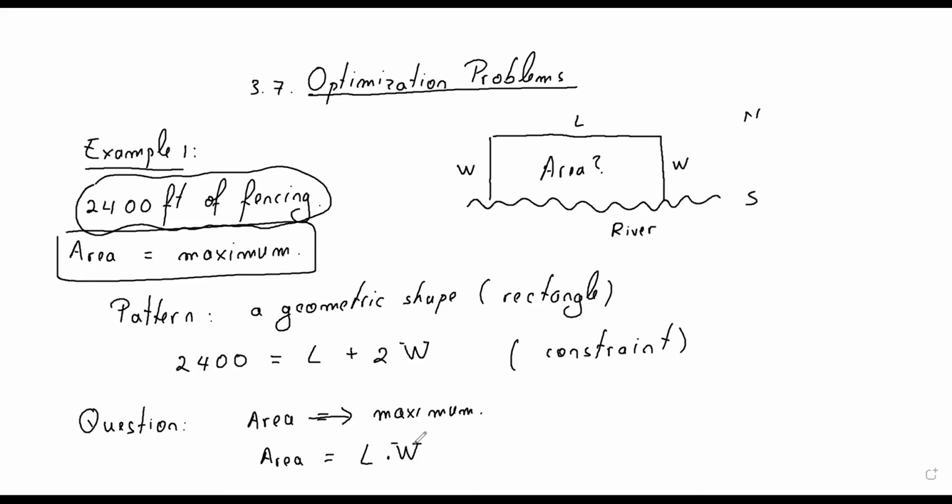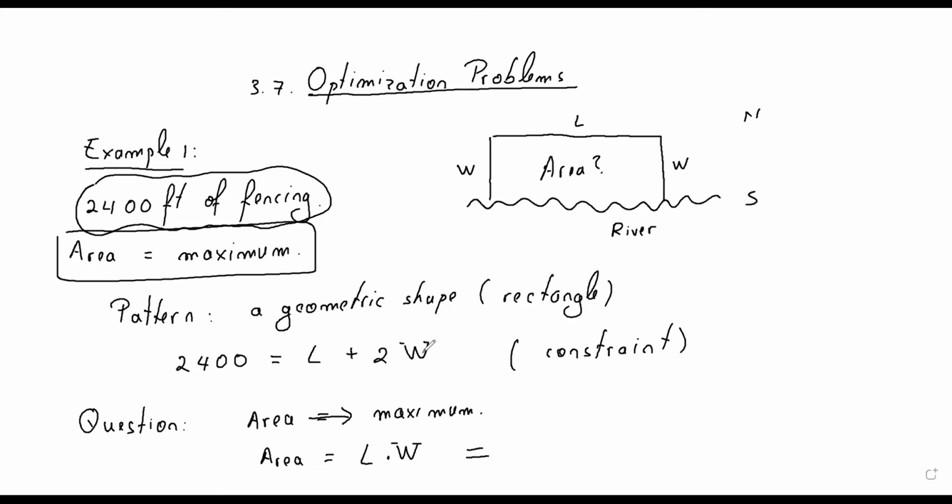But this is not a good formula for me because I don't know how to find the maximum of a function of two variables. Both L and W are variable. You will be able to solve this problem with Lagrange multipliers in calculus 3. But until you get there, you have to figure out another way of solving this problem. The way to solve it is to write this area as a function of one of the two variables, either L or W.